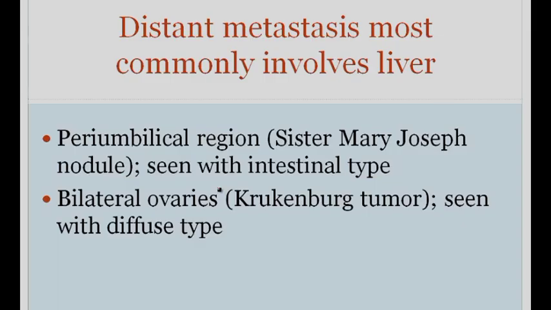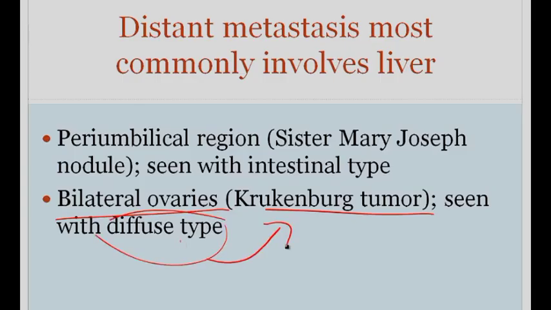Another interesting place for metastasis is the bilateral ovaries, and when you get bilateral ovary involvement by gastric cancer, that's called a Krukenberg tumor, and again, that's classically seen with the diffuse type. The diffuse type has signet ring cells, and those signet ring cells make mucus. Remember that a Krukenberg tumor is basically defined as bilateral mucinous carcinoma involving the ovary as a metastatic phenomenon. So that's an important association: diffuse type resulting in Krukenberg tumor. And that's the end of our stomach section. The next section is small bowel.